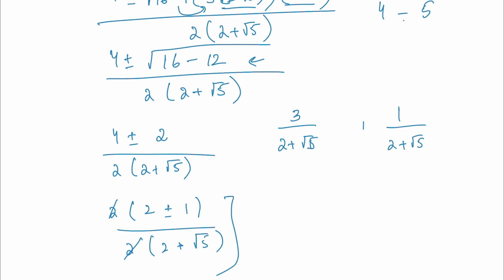We shouldn't have anything irrational in the denominator, so we'll be multiplying by 2 minus root 5 over 2 minus root 5, in both the denominator and the numerator.